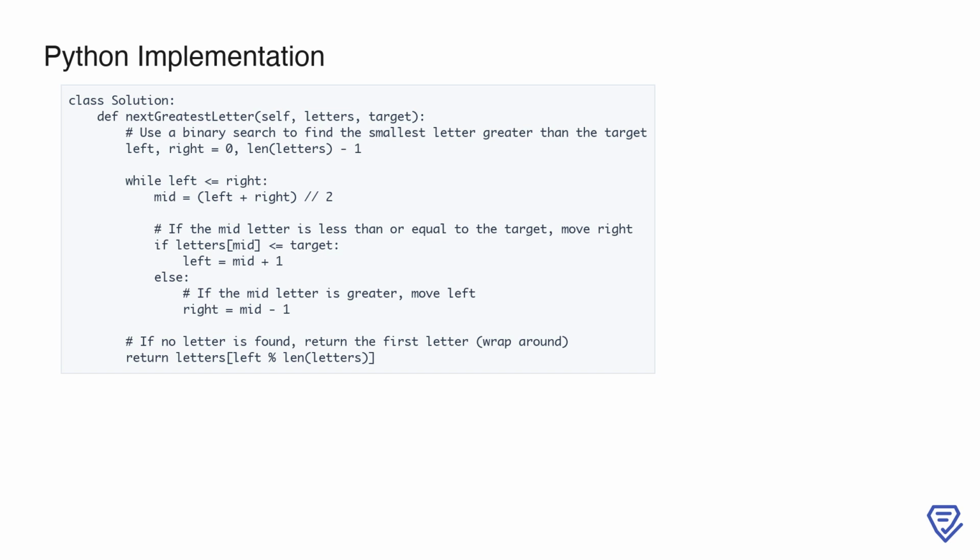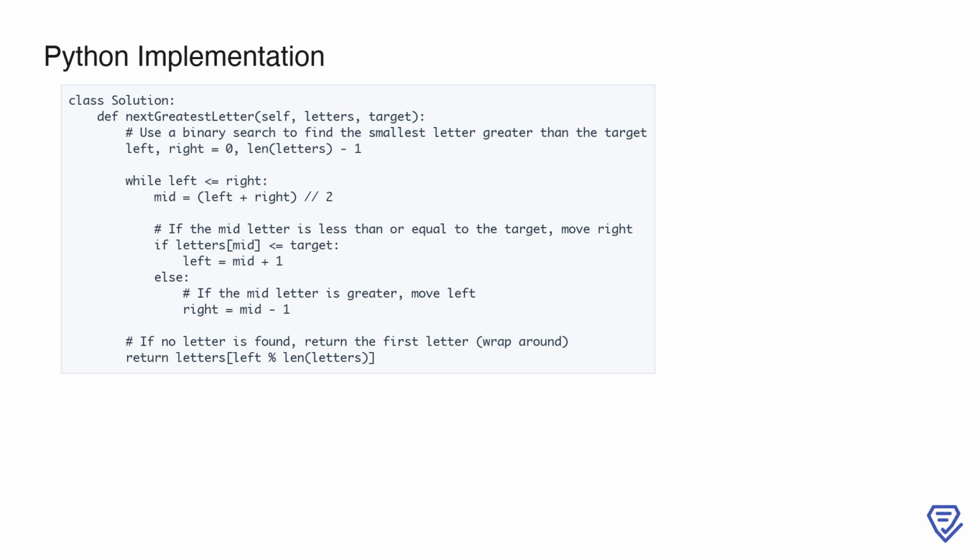Edge case handling. If all characters in letters are less than or equal to target, the wraparound mechanism ensures the function returns the first letter. The algorithm handles duplicates and edge cases gracefully due to the sorted nature of the input.